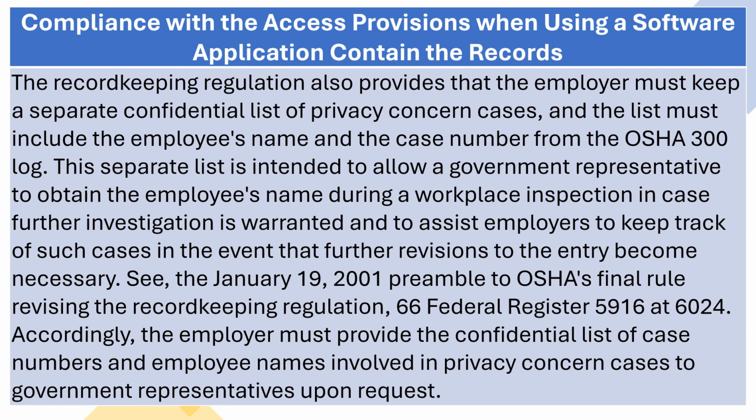The record-keeping regulation also provides that the employer must keep a separate confidential list of privacy concern cases, and the list must include the employee's name and the case number from the OSHA 300 log. This separate list is intended to allow a government representative to obtain the employee's name during a workplace inspection in case further investigation is warranted and to assist employers to keep track of such cases in the event that further revisions to the entry become necessary. See the January 19, 2001 preamble to OSHA's final rule revising the record-keeping regulation, 66 Federal Register 5916 at 6024. Accordingly, the employer must provide the confidential list of case numbers and employee names involved in privacy concern cases to government representatives upon request.